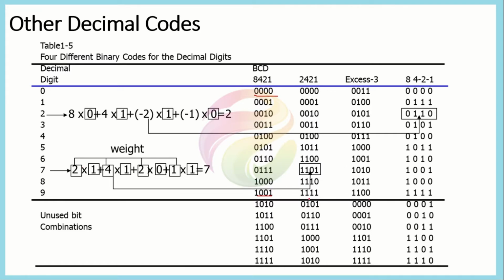If you see, in all these codes there are some unused sequences, just like in the BCD one. It means that all of them are represented in 4 bits, but not all of the combinations are used. So only the combinations which are defined above this line are used, while the remaining combinations are not used in this representation.